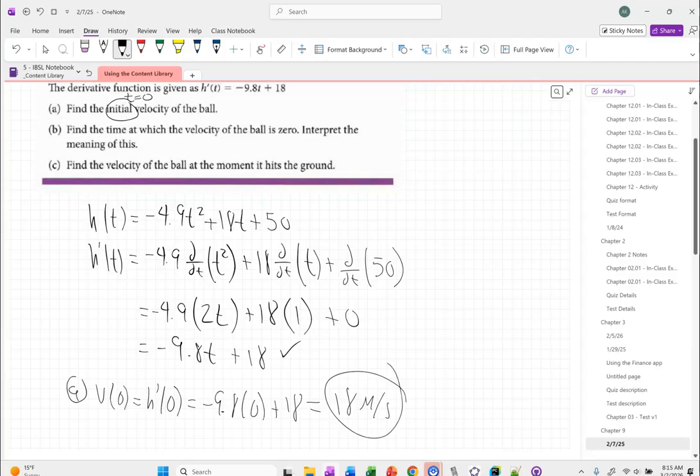Yes, sure. 18 meters per second? Yeah. So you just plug in 0. So my velocity function should spit out velocities for me, right?